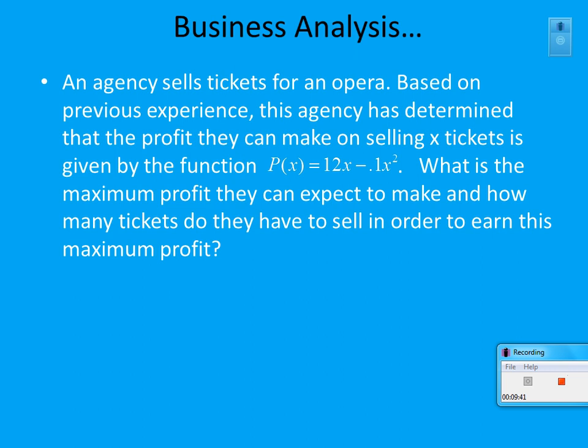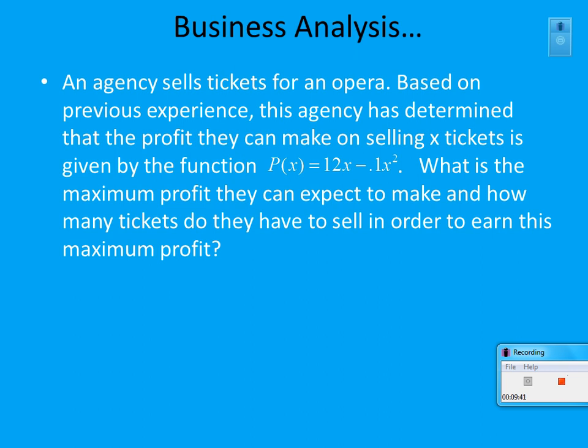Okay. Let me show you what we got on this. Don't be scared of the word problems because hidden in there is a formula somewhere. If there's not, we got to go get our own. So it says, an agency sells tickets for an opera. Based on the previous experience, this agency has determined that the profit they can make on selling x tickets is given by the function P of x equals 12x minus 0.1x squared. What's the maximum profit they can expect to make, and how many tickets do they have to sell in order to earn this maximum profit?